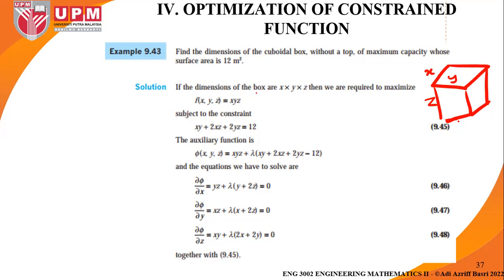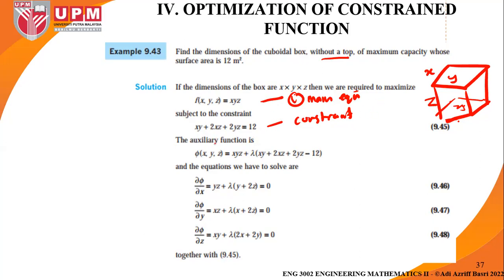So if the dimensions of the box are x, y, z, the volume becomes f(x, y, z) equals x times y times z. But the surface area is 12 meter squared. We calculate the surface area: xy only once, because it is without a top, the bottom part, plus 2xz plus 2yz is equal to the surface area, which is 12. So you have the first, the main equation, and the second, the constraint equation: xy plus 2xz plus 2yz equals 12. That's the first step.